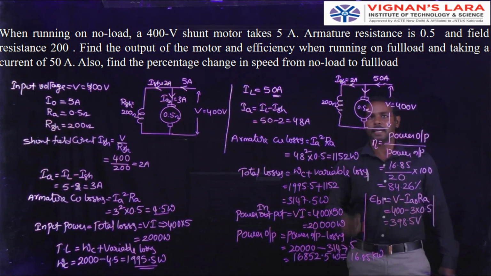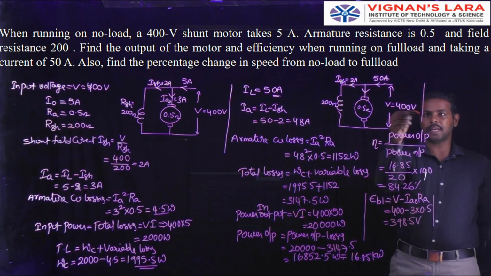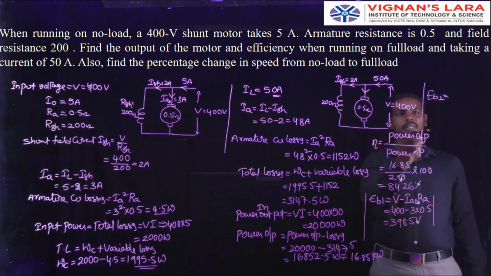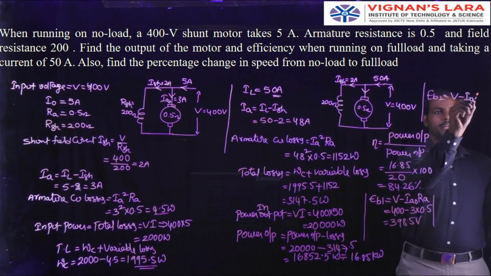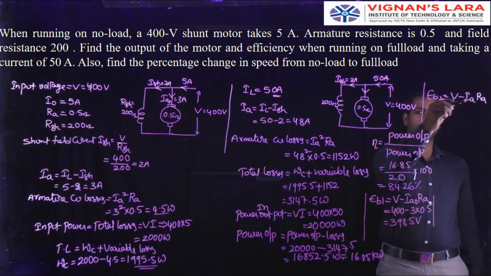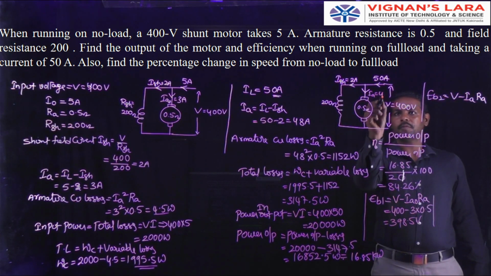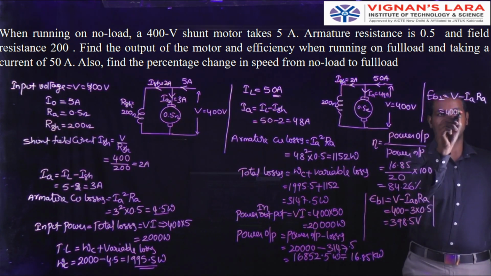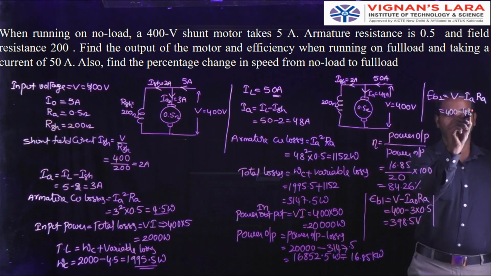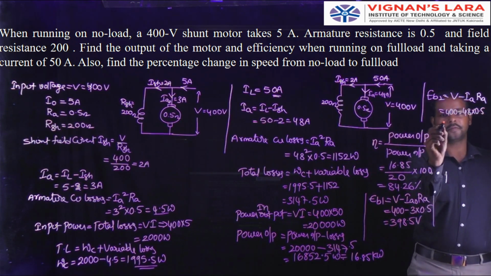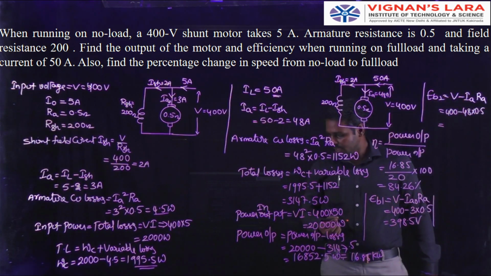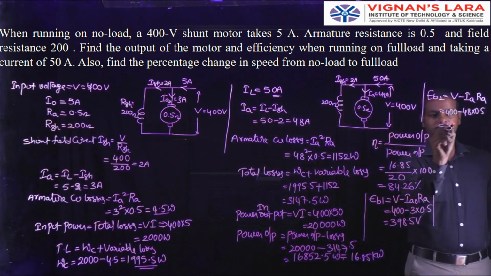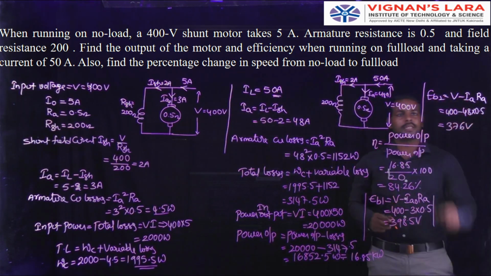For the second condition, we find the back EMF. EB2 is equal to V minus IA into RA. At 50 amperes of line current, the armature current is 48 amperes. So EB2 is 400 minus 48 multiplied by 0.5, equal to 376 volts. These are the two equations.